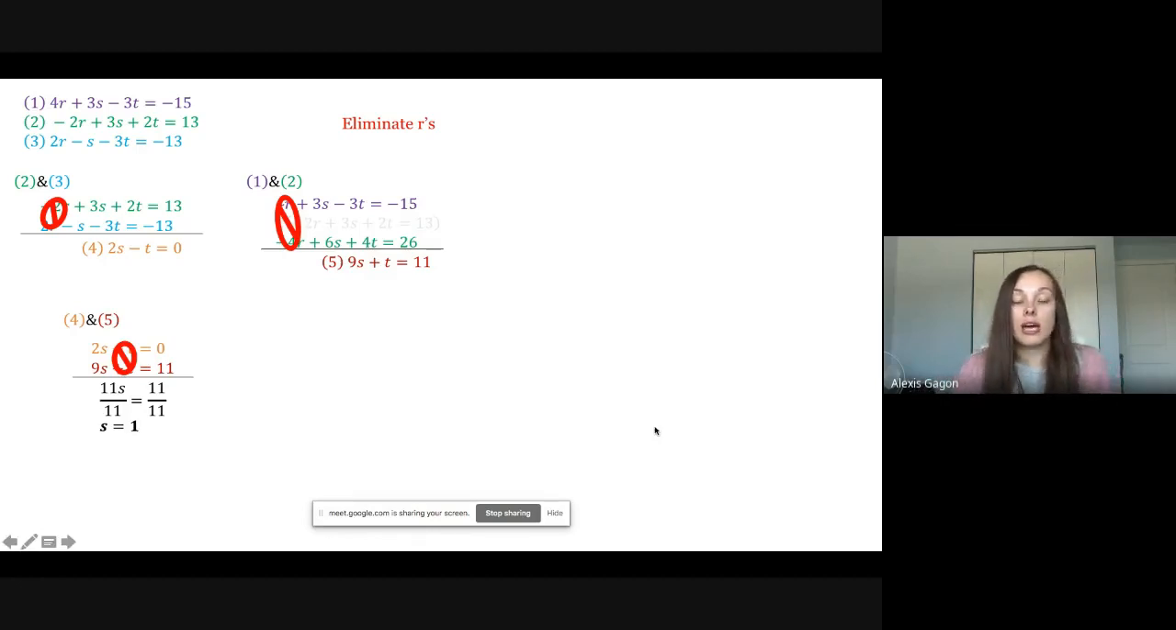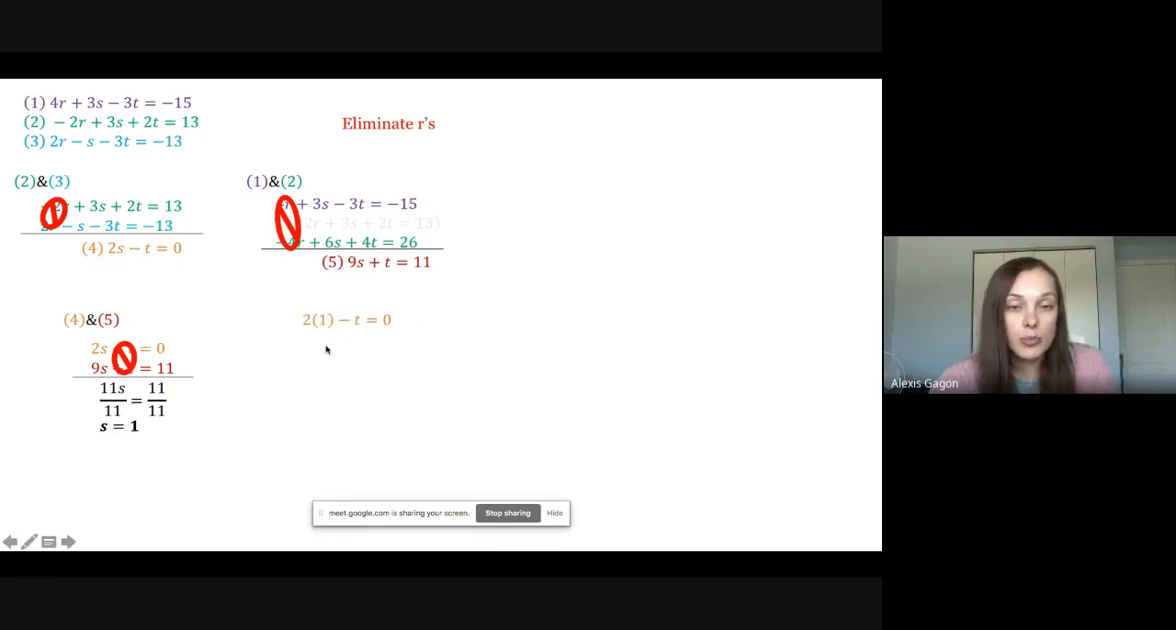Okay, and I'm going to bold that because that's important. Once you find one of the variables, this should start to just break down easily. Because now we can take this s equals 1 and you can plug it into 4 or you can plug it into 5. It doesn't matter which one you plug it into. You'll get the same answer for both of them.